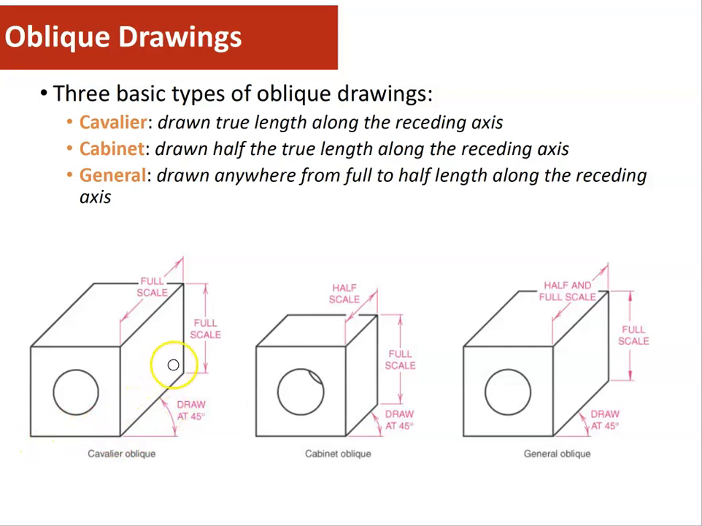But the receding line can be full scale, it can be half scale, or it can be between half and full scale. When it is full scale, you call it cavalier. When the receding axis is half scale, you call it cabinet. And for general oblique, you can go between half and full scale, meaning you can draw it 2/3 of the actual dimension or 4/5, as long as it is more than half, between half and full scale.